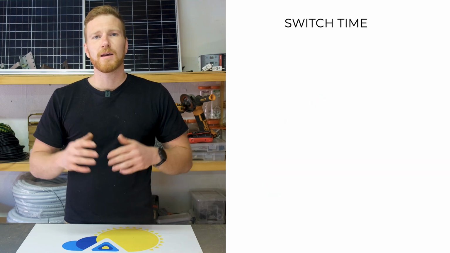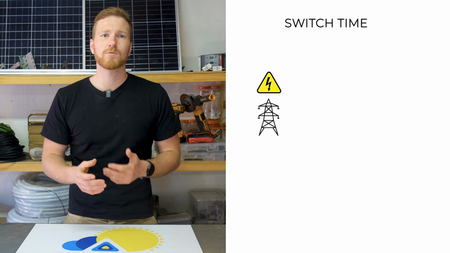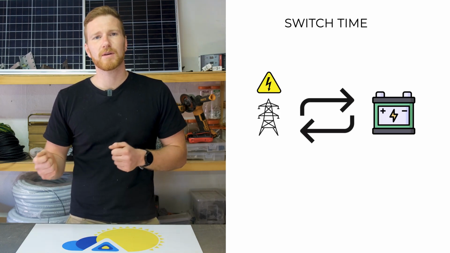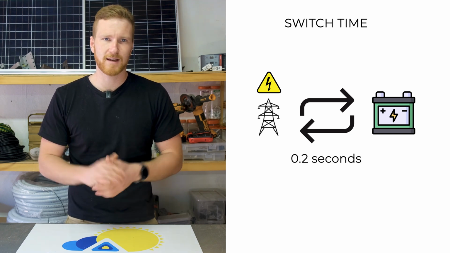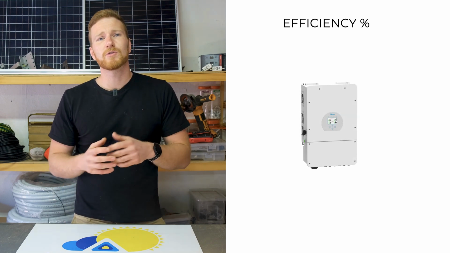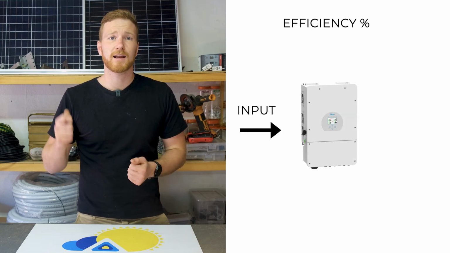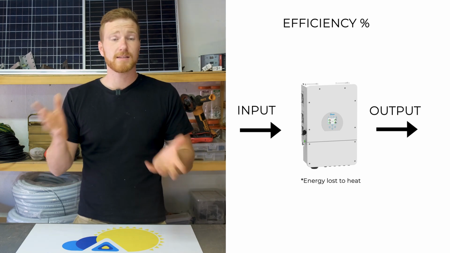Switch time. In the case of grid power being lost and there is no sunlight, the inverter will switch to battery. This time period is usually less than 0.2 seconds and is the blink of an eye. Efficiency. This is usually related to the electrical input versus the electrical output of the inverter. This usually ranges around 97%.